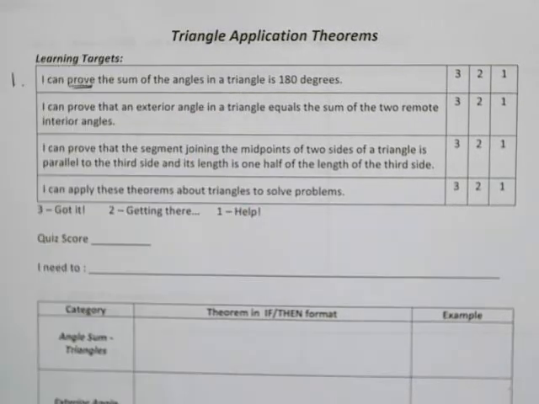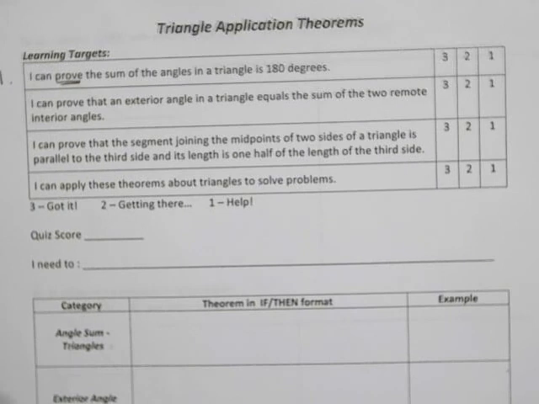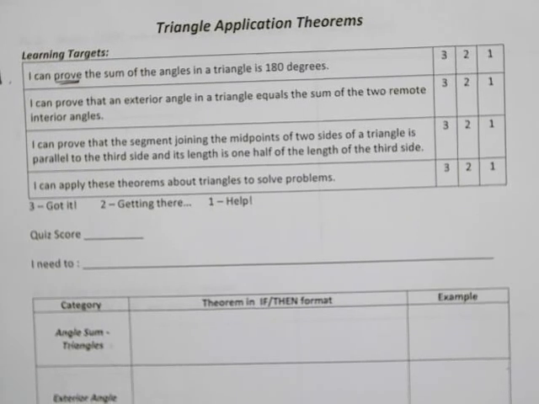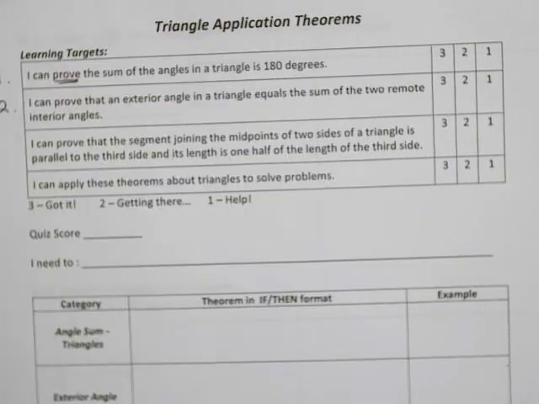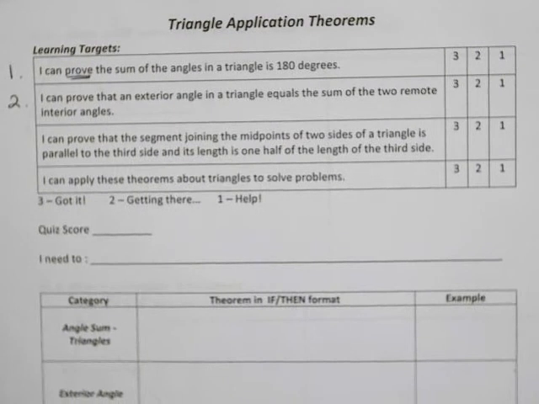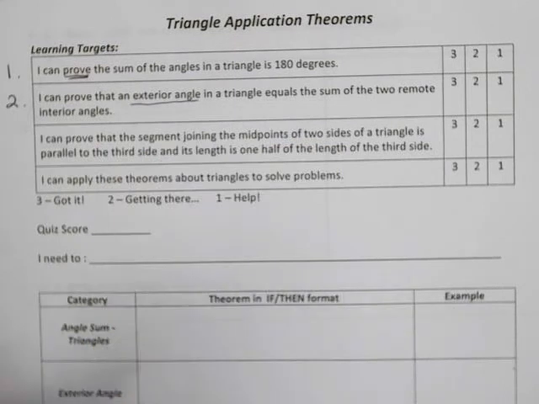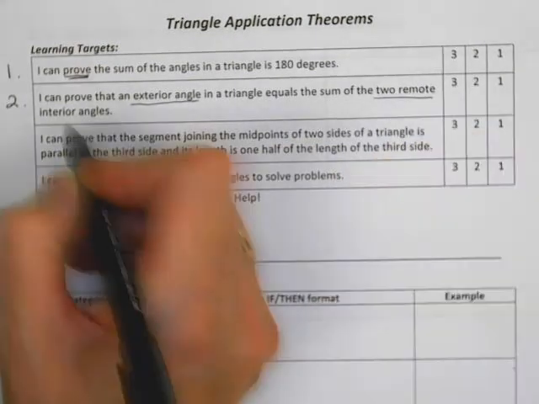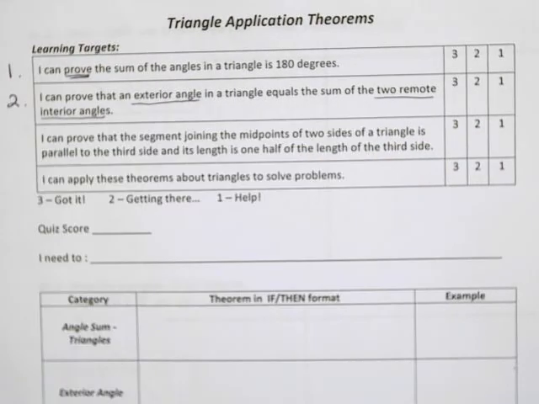So that's number one. The second one is I can prove that an exterior angle in a triangle equals the sum of the two remote interior angles. That's the second one, and we're also going to prove that. So we're going to have to talk about what an exterior angle is and what the two remote interior angles are. We'll get to that.